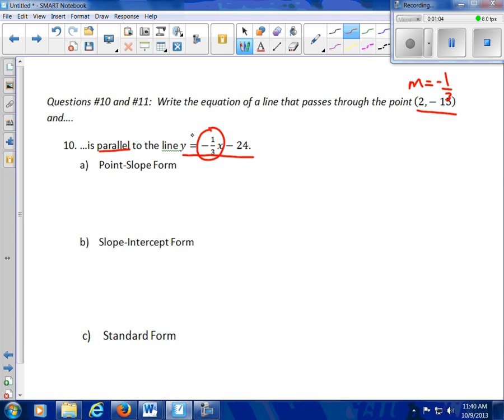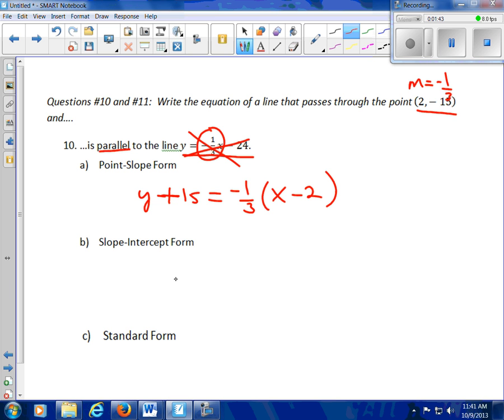Once I have that slope, I don't care about that other line. All I care about is writing my equation for the line that I want. It asks me first to put it into point slope form. So I do y minus y1. y minus a negative 15 is going to make it plus 15. And it equals my slope, negative 1/3, times x minus x1, and x1 in this case is 2. That is my equation in point slope form.